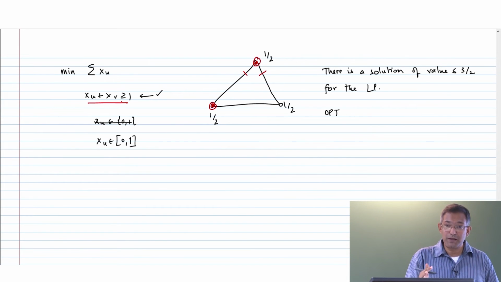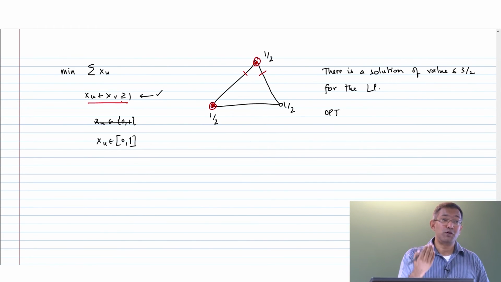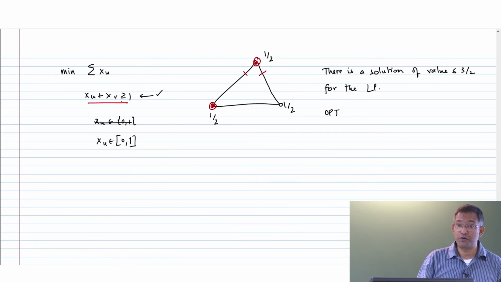So, in this example, which is a simple example, I can pick values and I can show you that there is a difference between the optimal solution to the linear program and the optimal solution to the integer program. Okay.